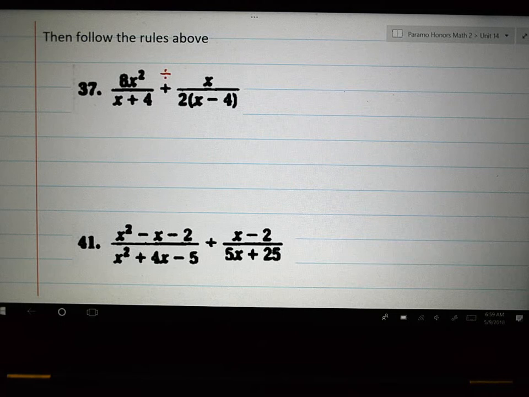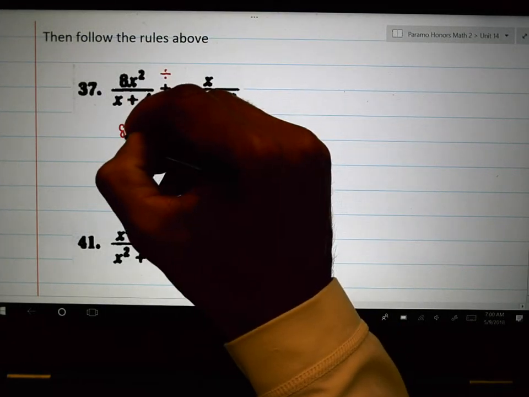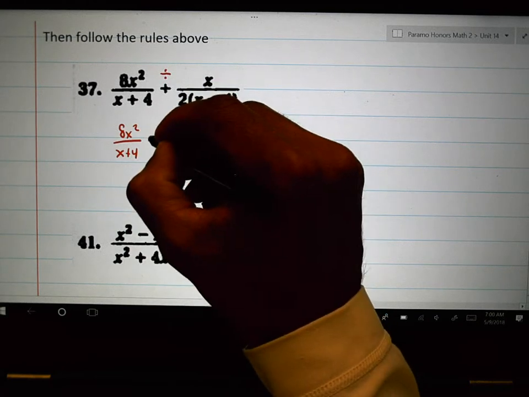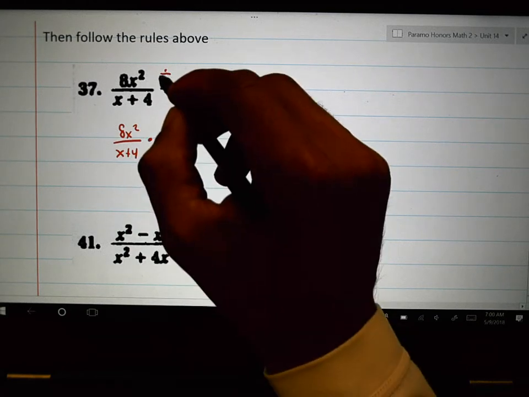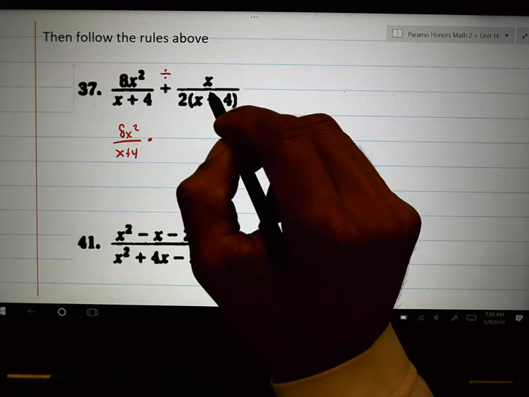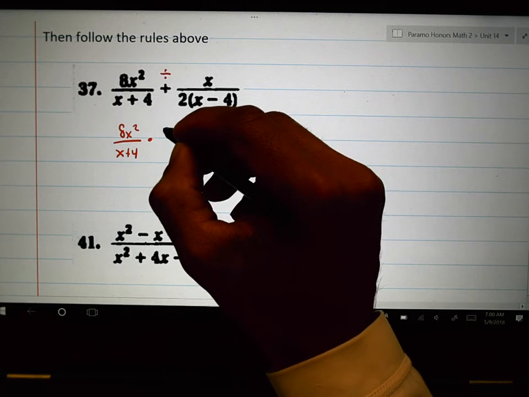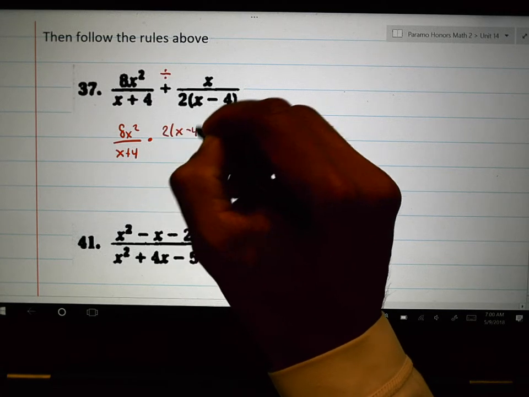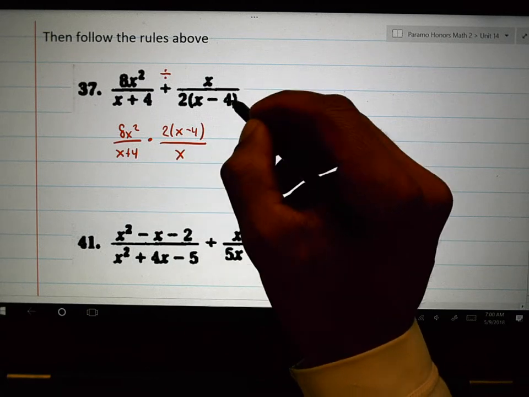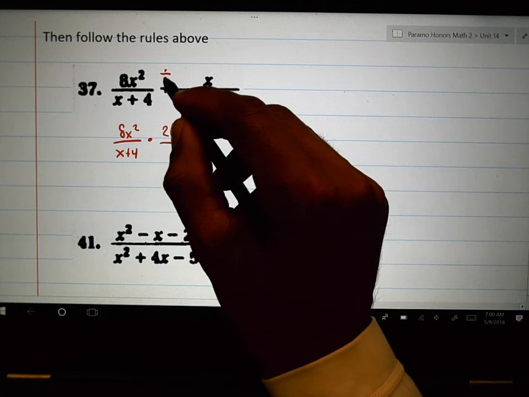Okay, anyhow, here we go. 8x squared over x plus 4 divided by, but instead of divided by, I am going to change. Keep this one. I'm going to flip the second one, the divisor, to x minus 4. It's already factored for me. How nice is that? I flipped it. The denominator becomes the numerator becomes the denominator, and then I change it from a division sign to a multiplication sign.